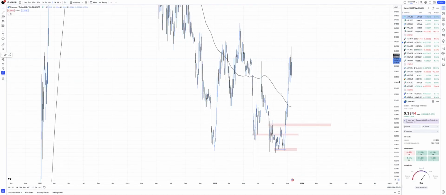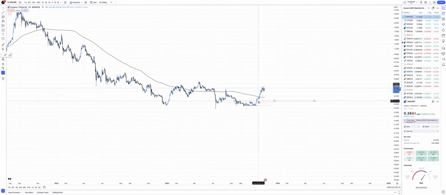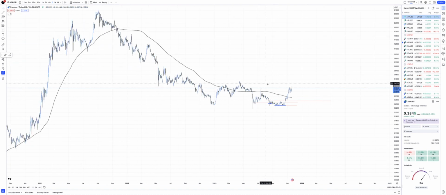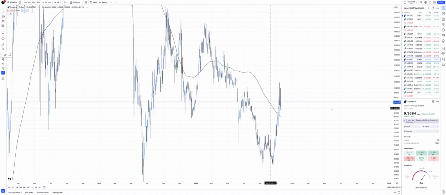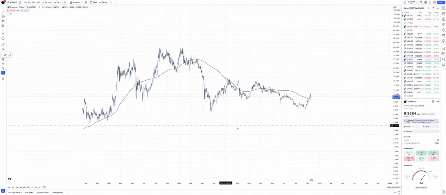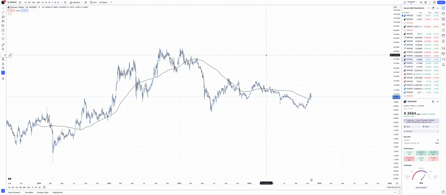ADA's performed pretty decently, so we've had this move up. We've had coins that have actually been making substantial moves. That's a 39% move. That's amazing. If we look at ATOM USDT, ATOM has moved up. So a lot of these coins have moved up, but they're still underneath their previous all-time high, right?